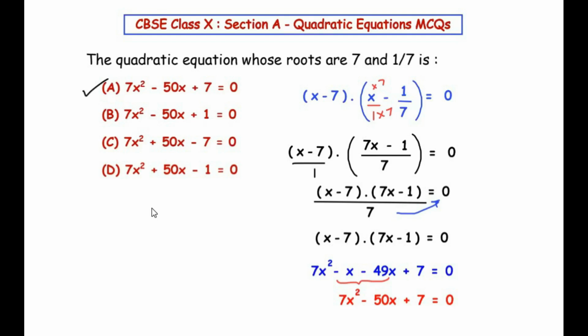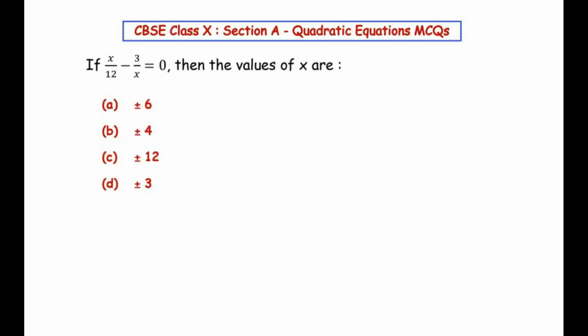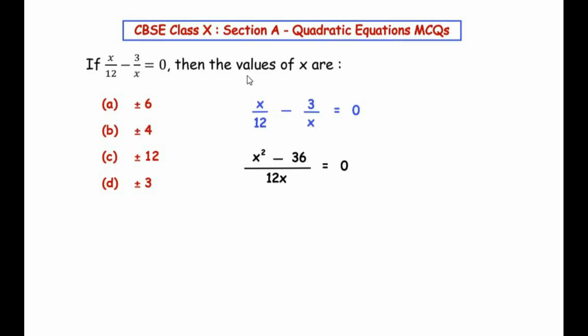Now let us move on to the next question. If x over 12 minus 3 over x is equal to 0, then the values of x are. So let us rewrite this given equation. Now here we need to find out the values of x. For that let us use the cross multiplication method.